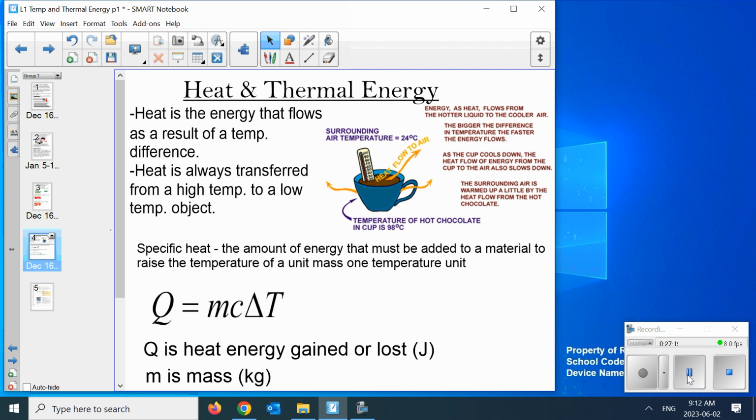But let's just think about this and have a teacup here. Hot chocolate. Okay. If the air temperature is 24 degrees and you have boiling hot chocolate, you know that the heat is going to flow out to the air over time. If you leave it long enough, that'll cool right down to 24 degrees. Energy, as heat, flows from the hot liquid to the cooler air. The bigger the difference in temperature, the faster the energy flows.